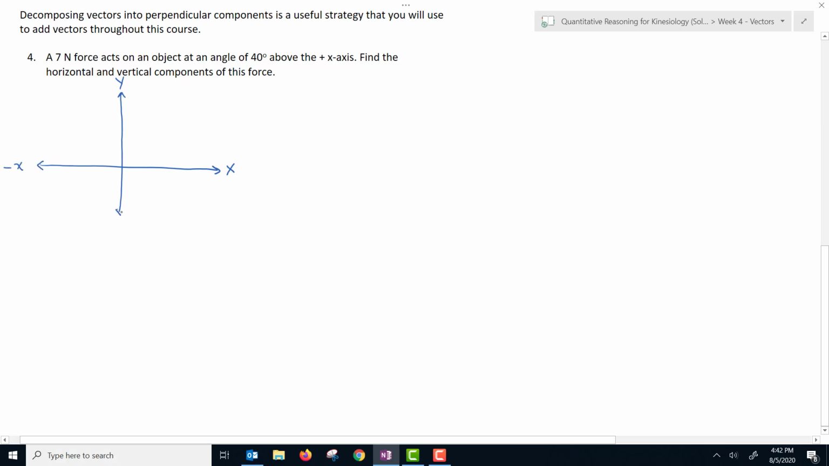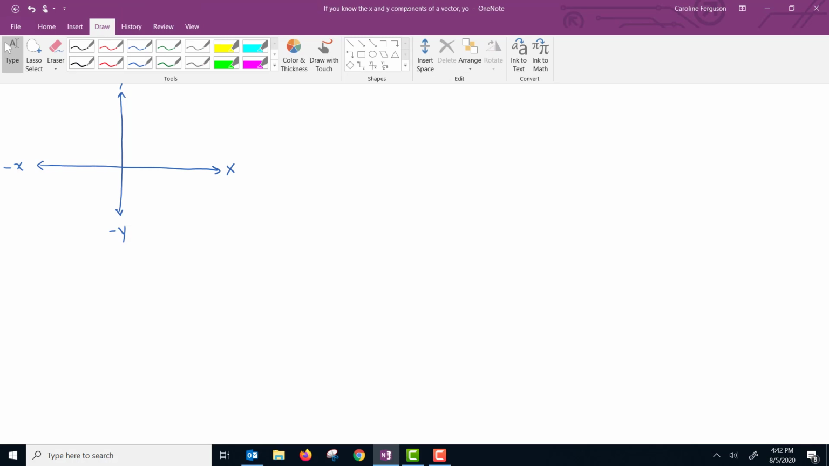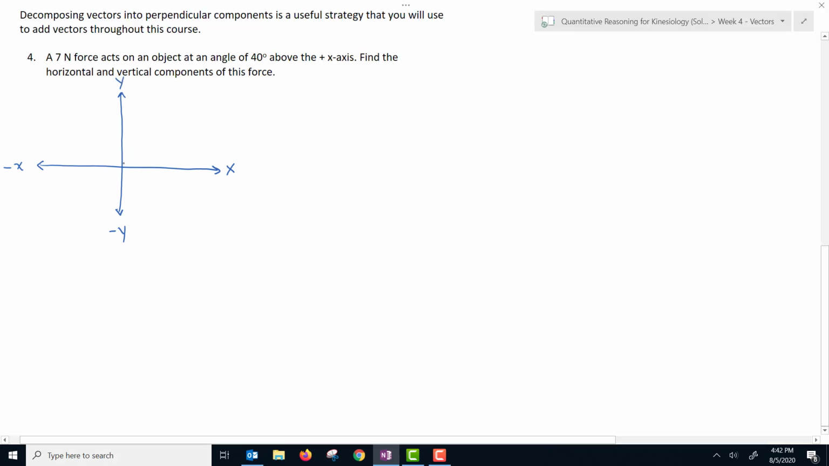Okay, just like downwards would have been my negative y-axis. So we're 40 degrees above the positive x-axis. So let's estimate 40 degrees. Halfway exactly would be 45, so we're just less than halfway to the y-axis. Here's my 40 degrees right here. And it's a 7 Newton force, so it's implying that the hypotenuse is 7 newtons.